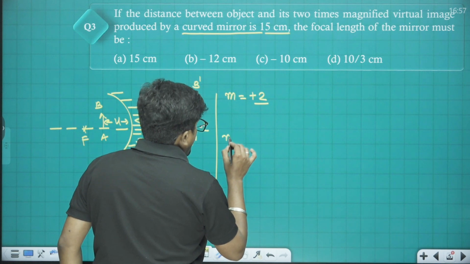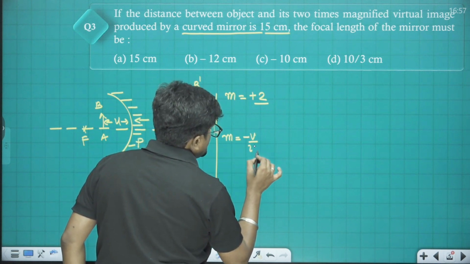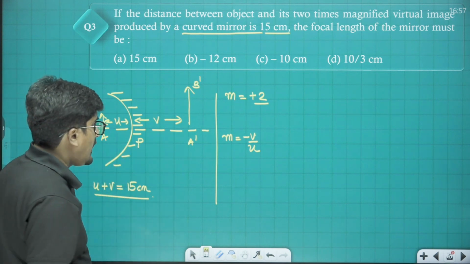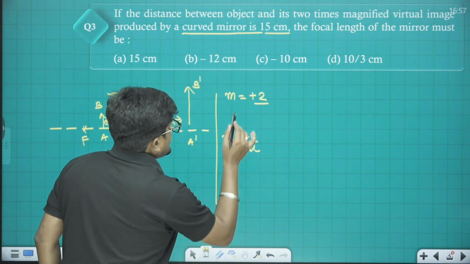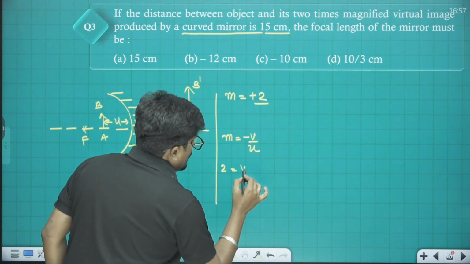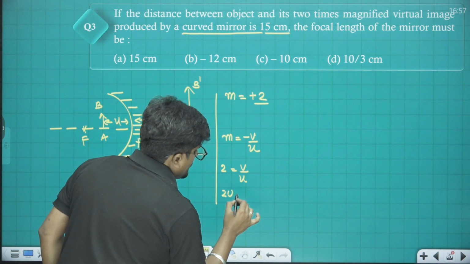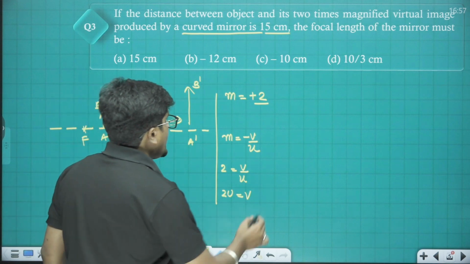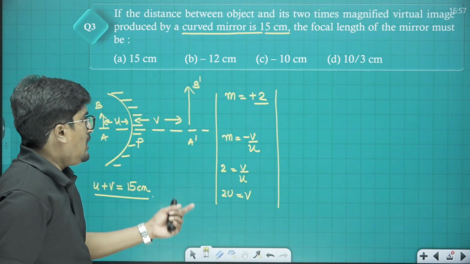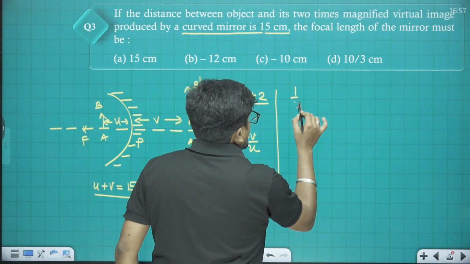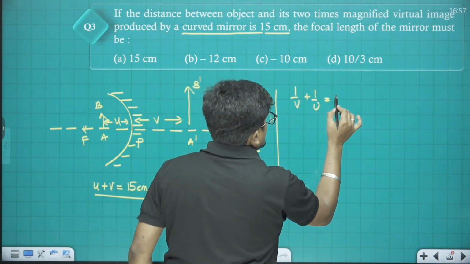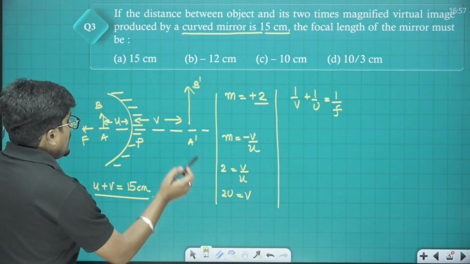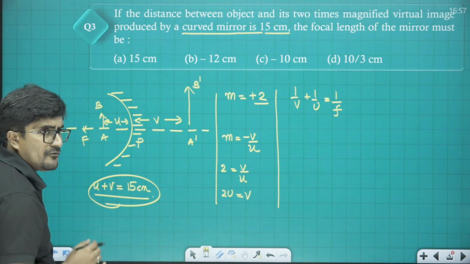So we know that M is equal to minus of V by U. V is towards the left and U is towards right. Fine. So from here I can say that 2 is equal to V by U, or 2 times U is equal to V. Now we know that 1 by V plus 1 by U is equal to 1 by F. Now here we have got a relation, V plus U is equal to 15.